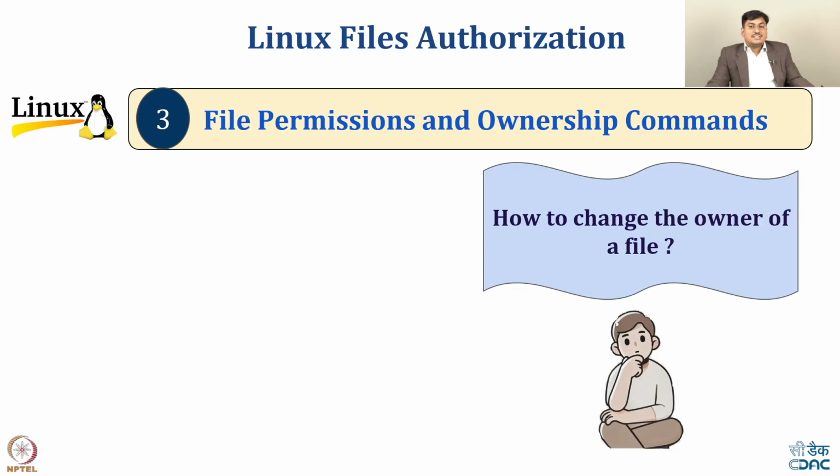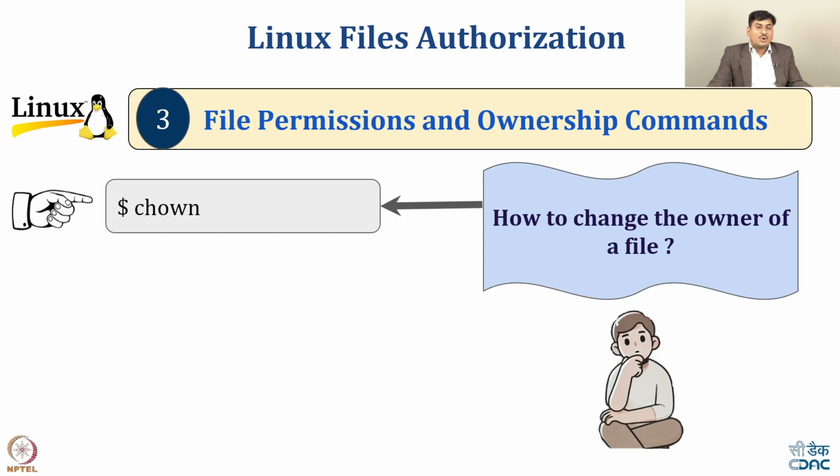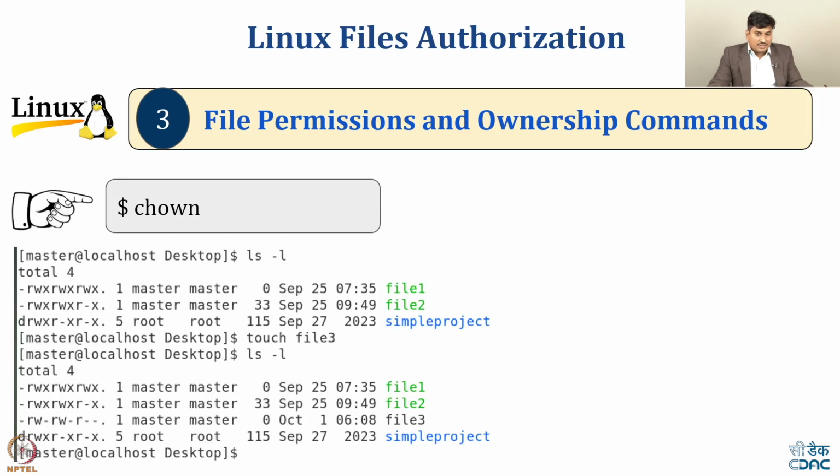Now another thing is how to change the ownership of a file. For that particular case I can use the command called chown. You can just check here. As we have seen, if, let's say for example, there is a file, and this is the ownership, this is who has created that particular file, and this is the group.